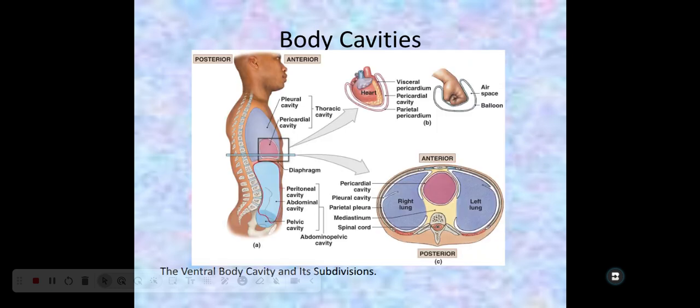Okay, here's another view. All right, so here you can see a transverse view. Okay, and you can also see the pericardium around the heart. Remember, I told you the parietal part is the outside and the visceral part is on the inside. The part that touches the organ is the visceral part. Okay, so just remember that.